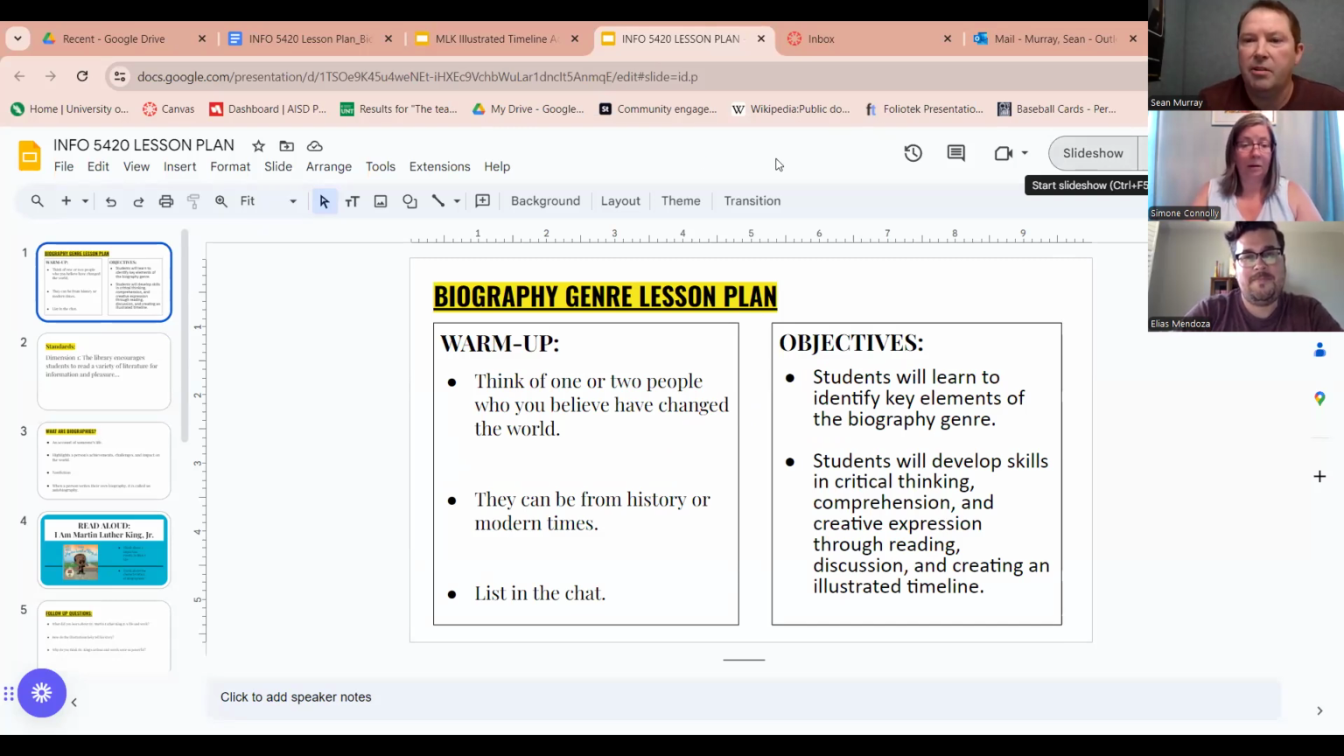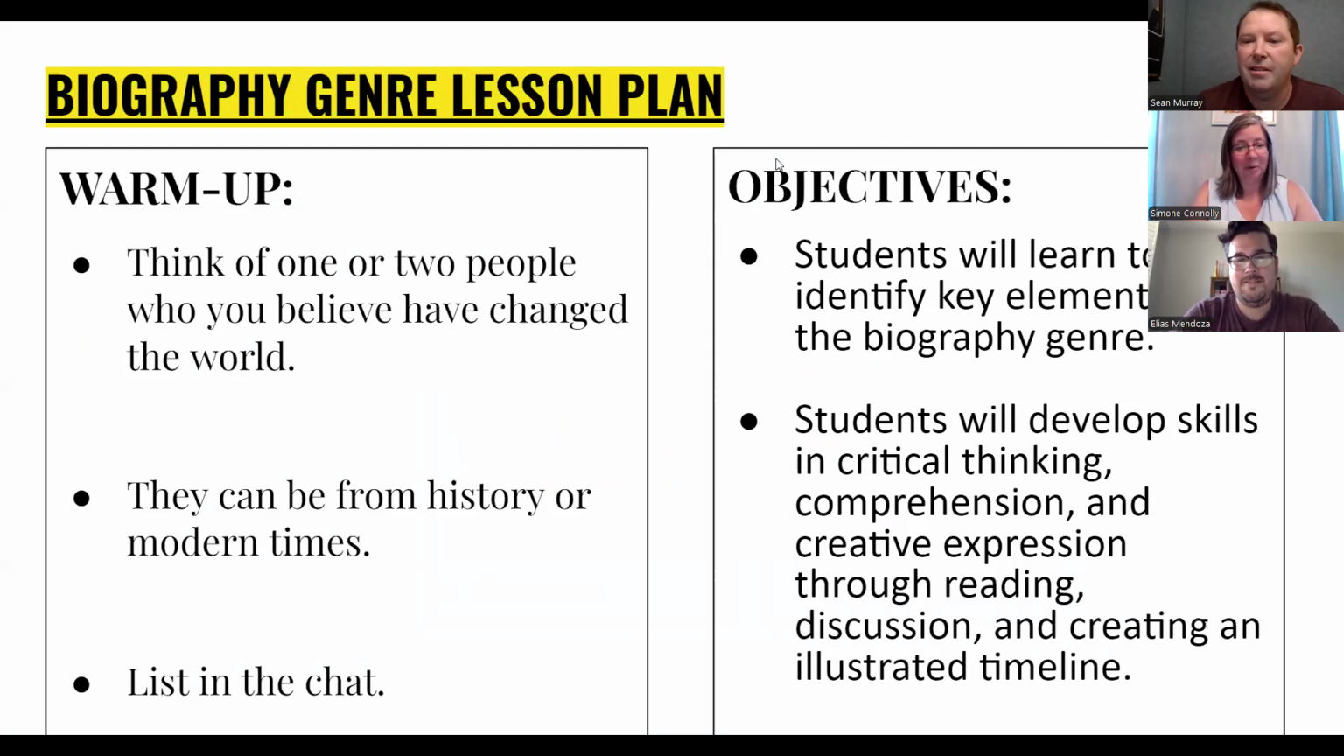Okay, so Elias says Princess Diana, Mother Teresa. I was going to think Mother Teresa as well. Martin Luther King, yeah, very good. That's actually who we're going to be talking about today. And let's see who else. Gandhi, oh, there you go. That's good. And I don't know how to spell his name properly.